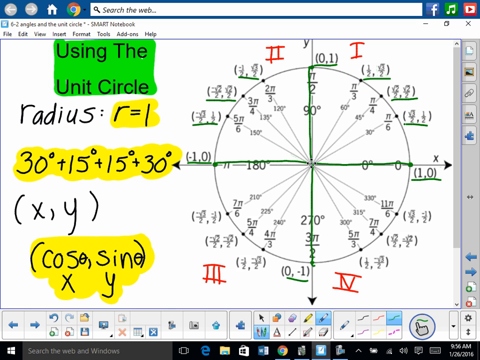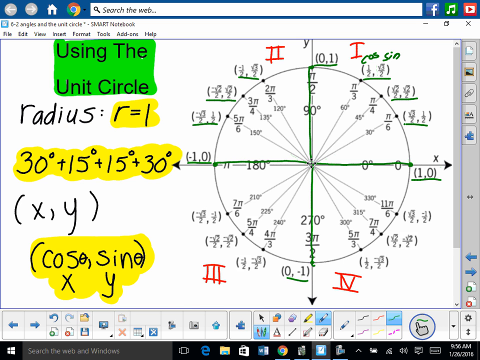Now here's what you have to memorize. Cosine of theta is x, sine of theta is y. A lot of students tend to want to put sine first, because you always think of trig as sine, cosine, tangent. But you have to remember, cosine is x, sine is y. I'm going to say it again: cosine is x, sine is y. So then we can go through and find sine and cosine of all these angles by using the unit circle, because cosine is x, sine is y.